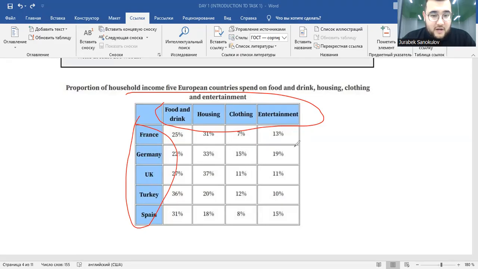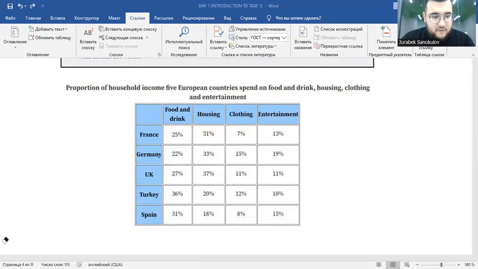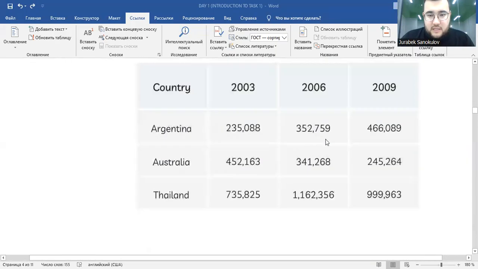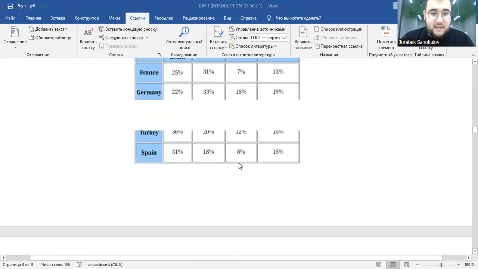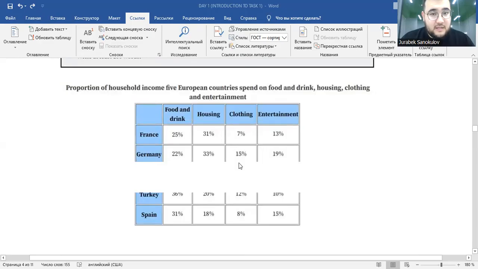So here again, you cannot use words like increase, decrease, or remain stable because there's no change. For you to decide that something changed, there must be at least 2 years, right? So there's no year. It means that it's a non-change graph, but it's a table. Now, if you remember the previous table, you see 3 years. It means that it's a change over time graph. But this table is a comparative graph because there's no year involved in this chart.